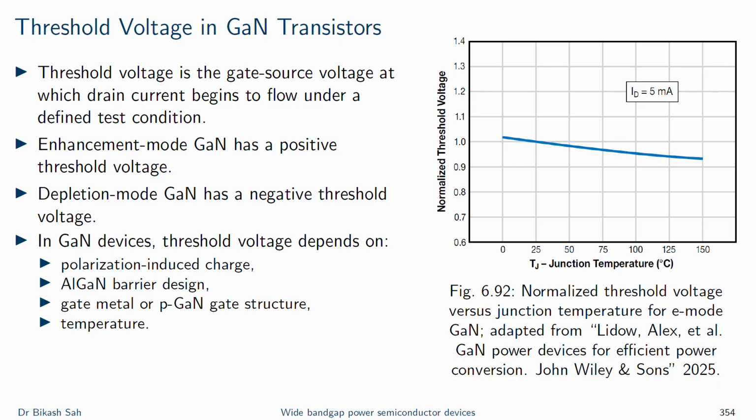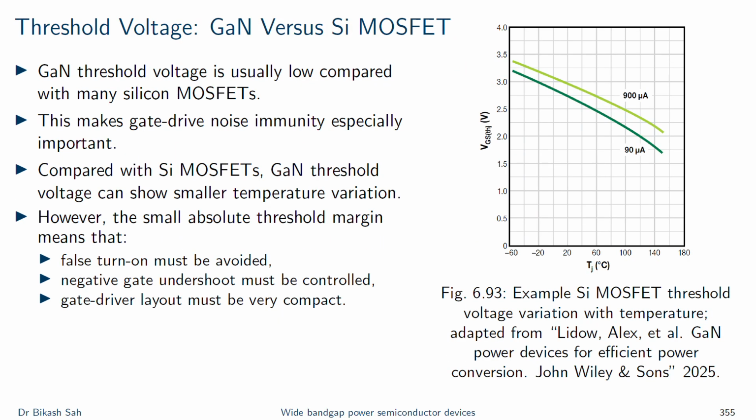Threshold voltage is mainly a noise margin, I would say, and a false turn-on parameter, because you know that 1 to 2 volts is not a big number to achieve while we drive a device in a system. So a low threshold helps low-voltage drive, but also increases sensitivity to gate ringing and Miller coupling. Therefore, threshold voltage must be interpreted together with the gate resistance, layout inductance, driver impedance, and dV/dt.